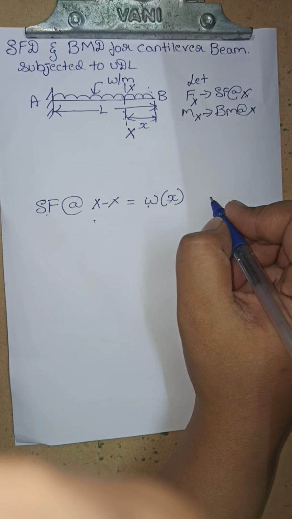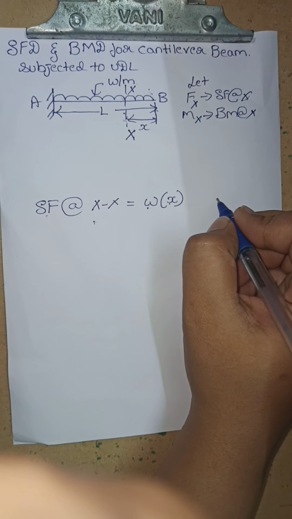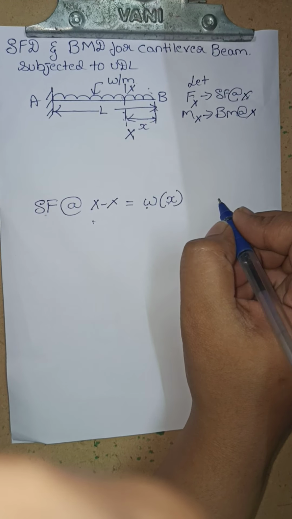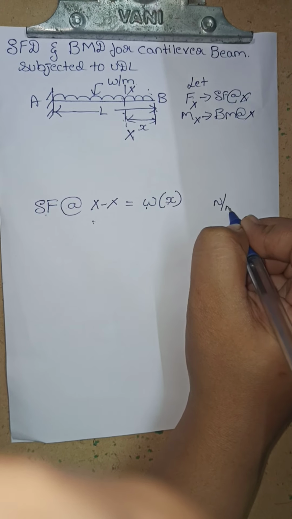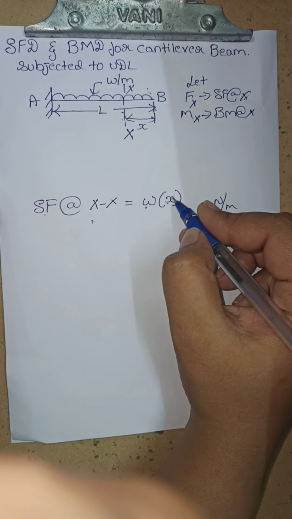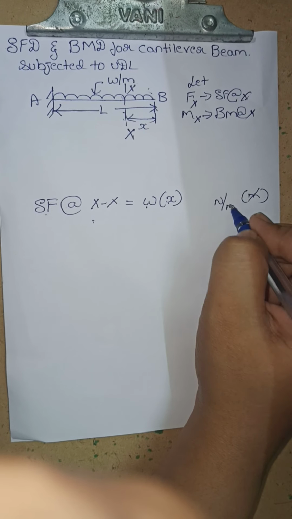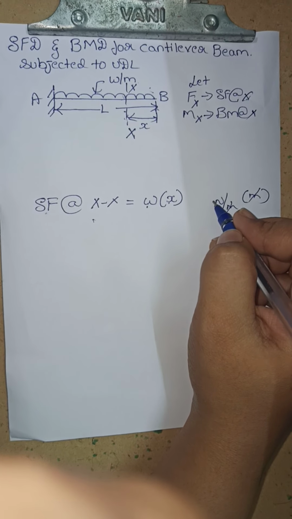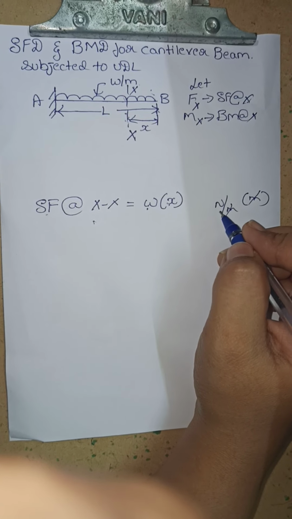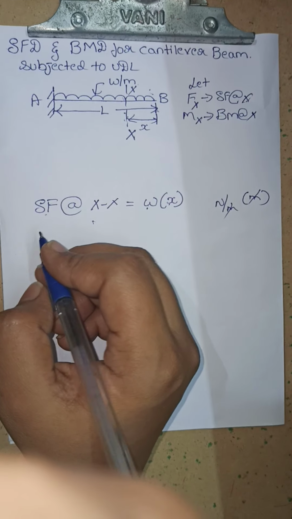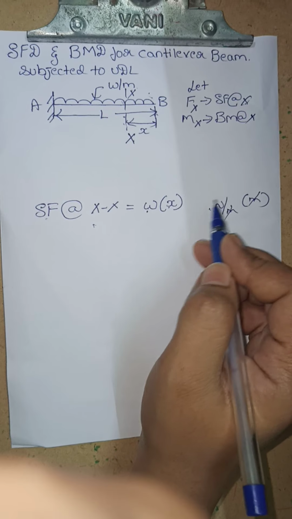Or you can also interpret this as follows: since W is in terms of load per meter, say suppose it is in Newton per meter, and x is in meters, the meters cancel and the only thing left is kilonewton or Newton, that is, the shear force in terms of point load units.